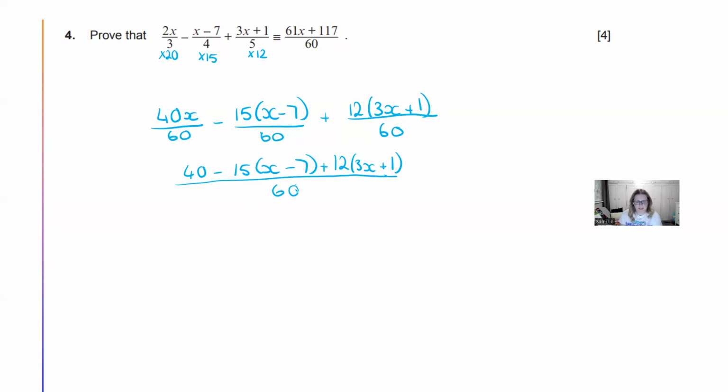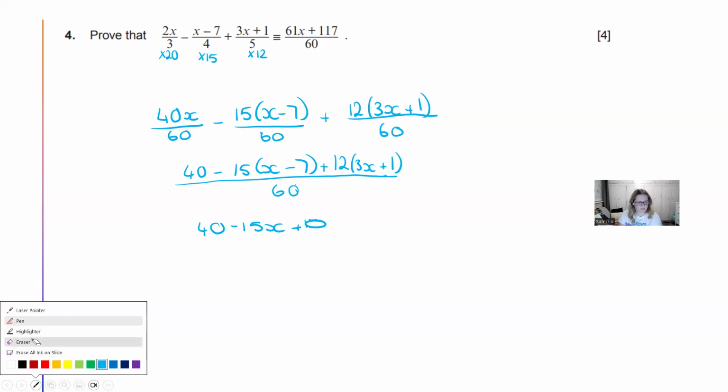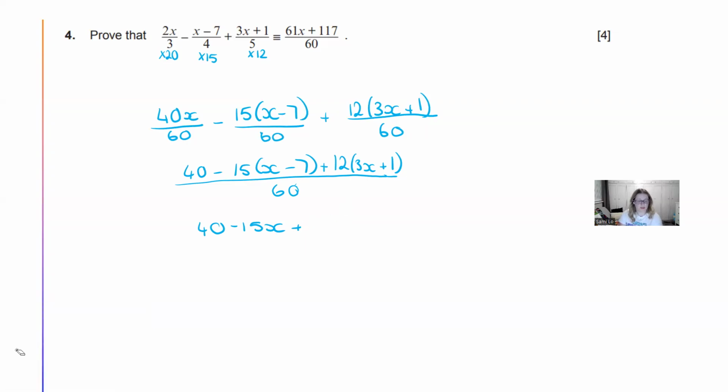Last step then, expand out. So you've got 40x minus 15x plus 105. That was so badly written. This is real time for you. Well, not for you, because you'll be watching it back as a recording. 105, and then plus 36x plus 12.